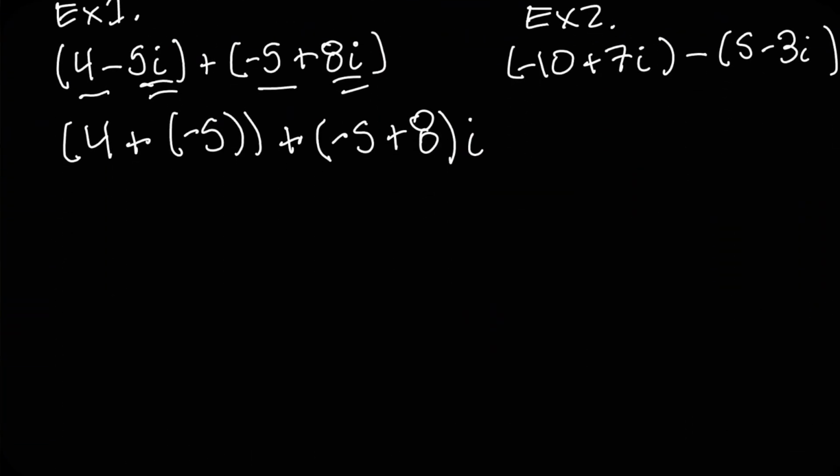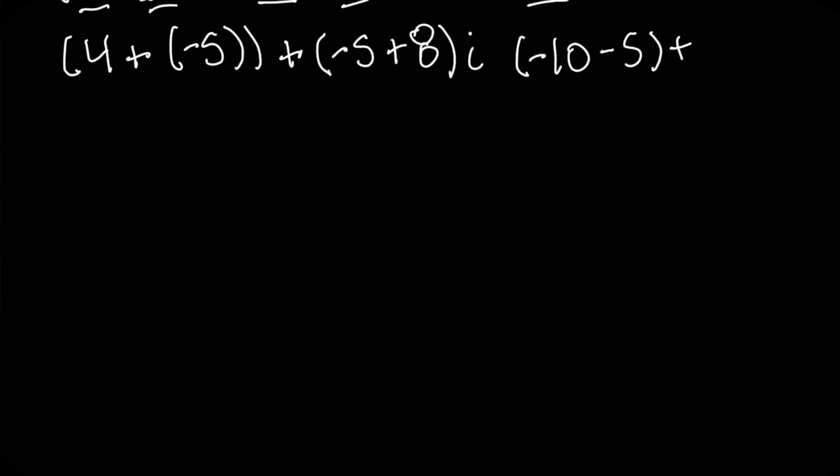So this will give us our negative 10 and our 5. Simplifying, we will have negative 10 minus 5, and then we'll have plus 7 and then minus 3, and then i. This will give us negative 15 and then plus 10i.